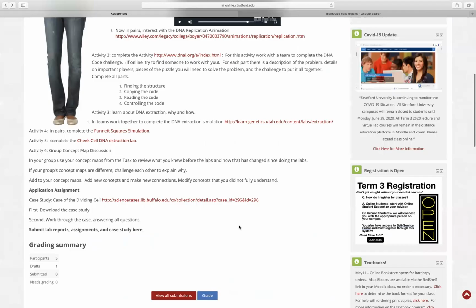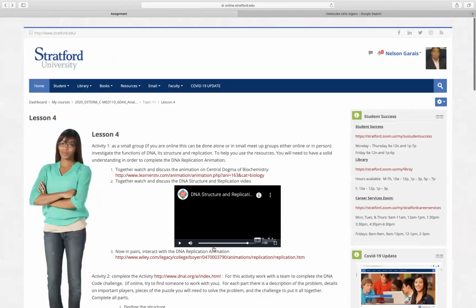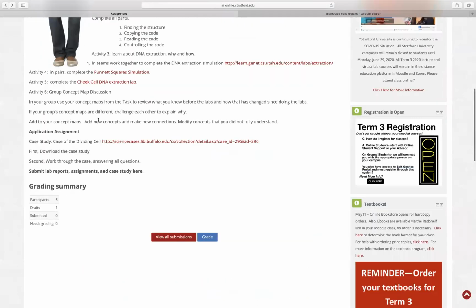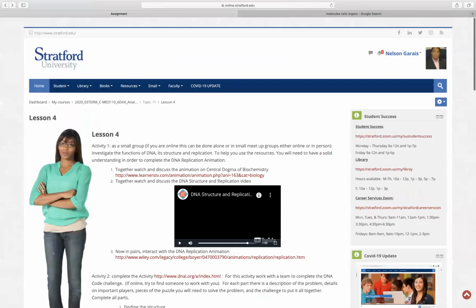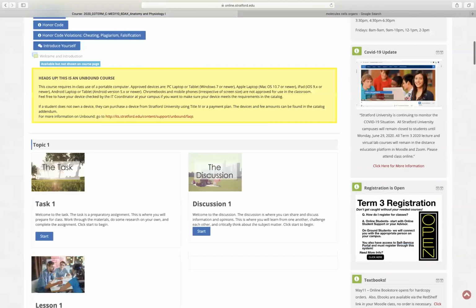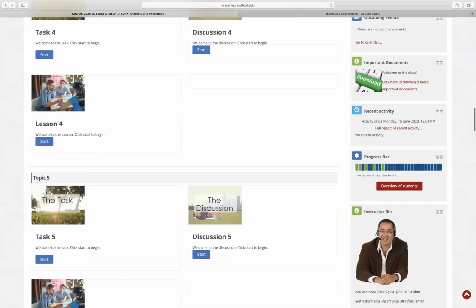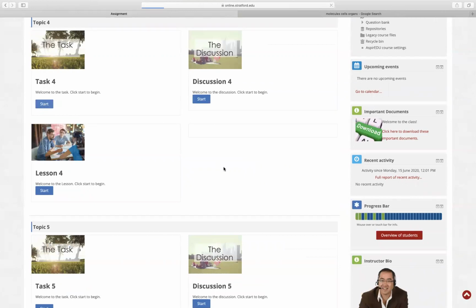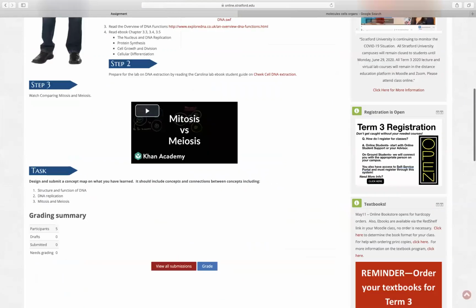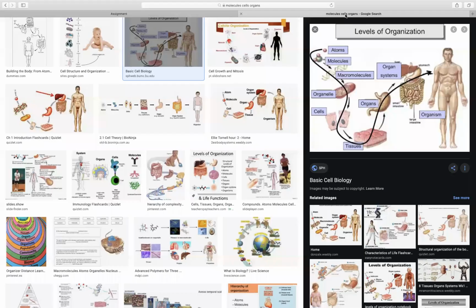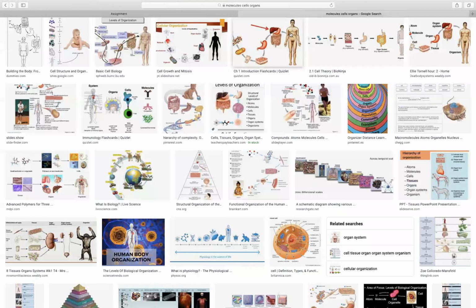So let's go to that video, and that's in the task. This video here is in lesson 4. But remember, the only thing you're handing in for lesson 4 are the case questions here in this application assignment. And then it's in task 4, I believe, the video on mitosis versus meiosis. So yes, click and go through this video.